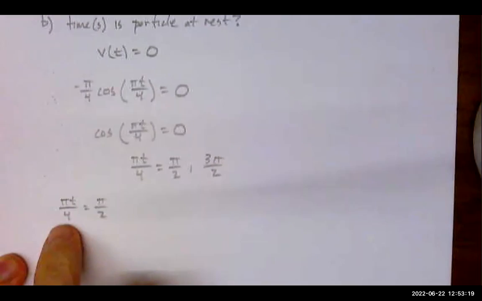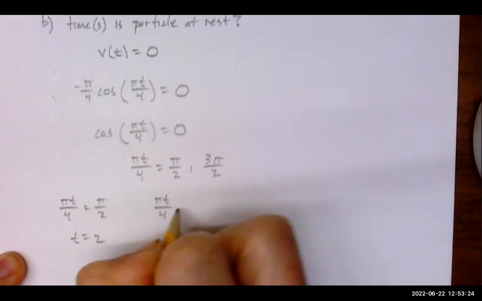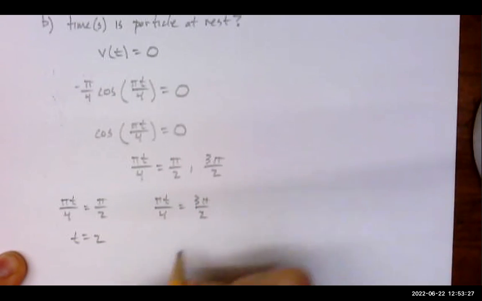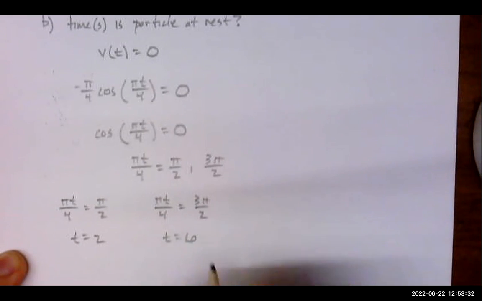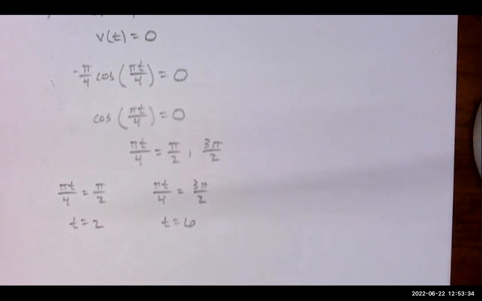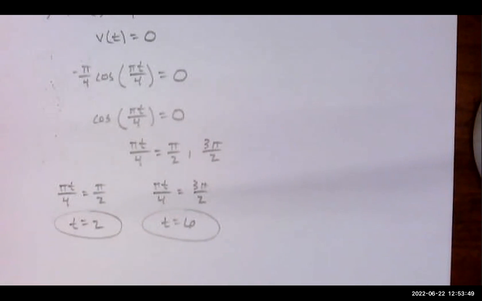Let's see here, if we divide by pi, multiply by 2, t would equal 2. And if we set it equal to 3 pi over 2, same idea, divide by pi, multiply by 2, we get t equals 6. I think if we were to continue with solutions, our next one would probably be at 10, spaced out by 4 seconds. And so we can stop right there. So at these two moments, t equals 2 and t equals 6, the velocity is equal to 0.